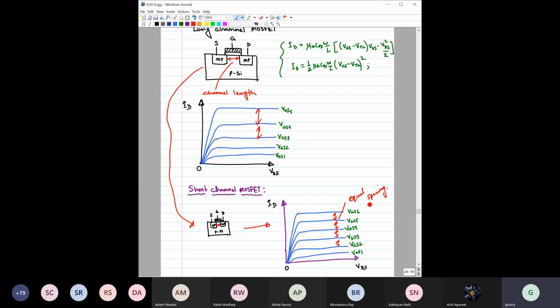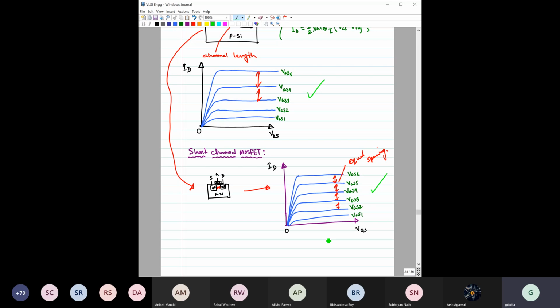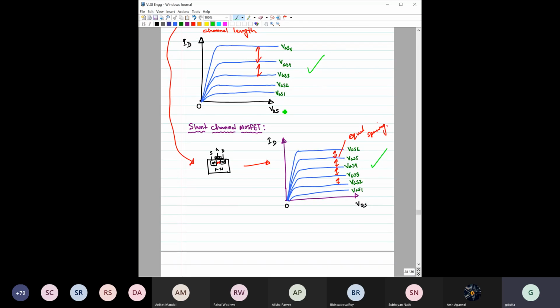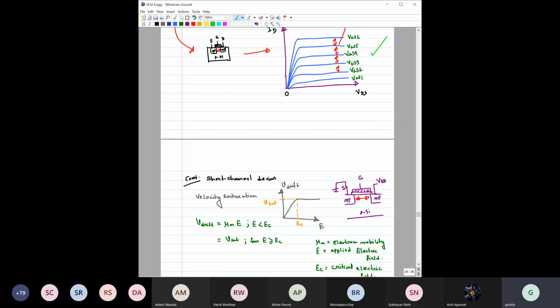So if someone shows you one ID-VD characteristic, this one, and another ID-VD characteristic, and just by showing these two, you have to identify which one is showing the long channel and which one is the short channel, then you should be able to tell from the spacing, the gap between these two. So this is the basic difference in ID-VDS characteristics. Now, a bit more detail.